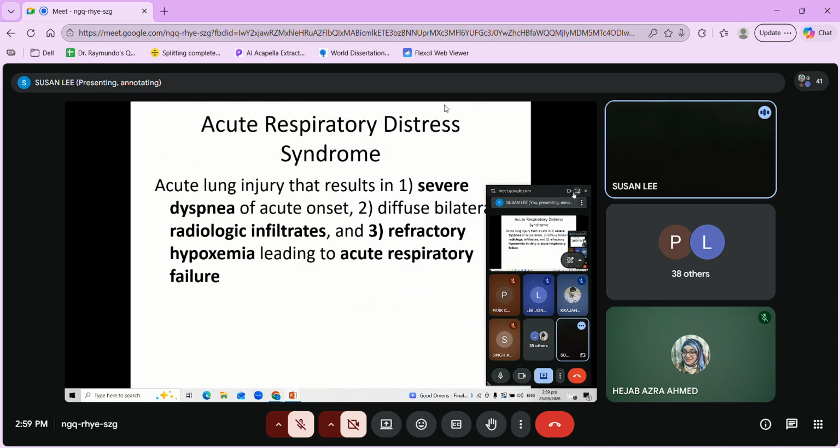Okay, so ARDS stands for acute respiratory distress syndrome. This is an acute lung injury that results in severe dyspnea of acute onset, presenting with diffuse bilateral radiographic infiltrates and refractory hypoxemia, leading to acute respiratory failure.